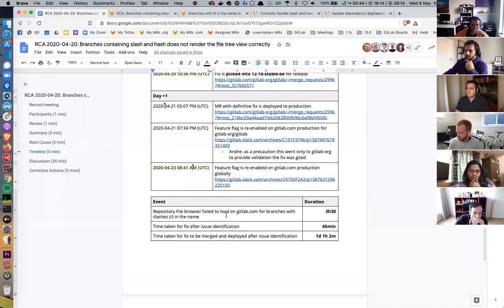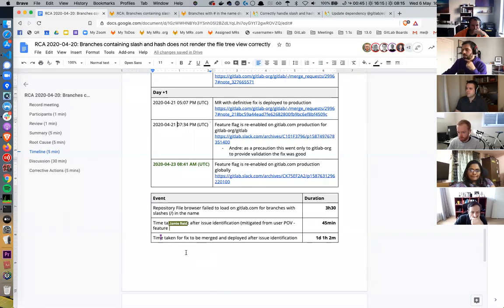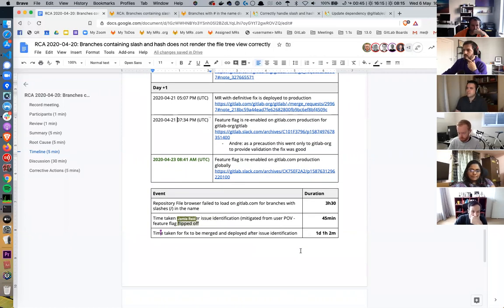As a summary for the duration of the incident, the repository file browser failed to load on gitlab.com for branches with slashes in the name for 3 hours and 30 minutes. The time taken for fix after the issue identification, and fix here, I'm talking about the mitigation from the user's perspective, was 45 minutes. That was the time that it took us to flip the feature flag off so that the users were unblocked and not affected by this problem. And the time taken for fix to be merged and deployed after issue identification was 1 day, 1 hour, and 2 minutes. And this was the actual fix we developed, we merged, and then reaching production.